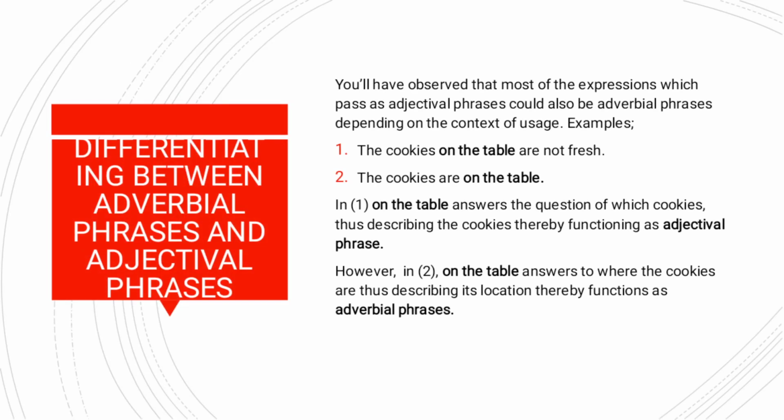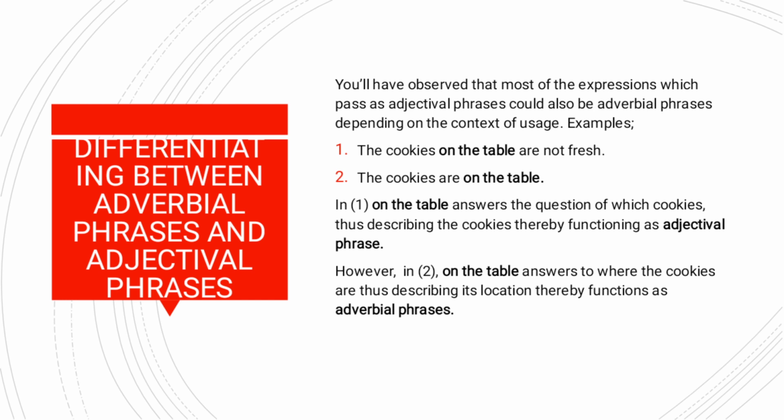Now, we want to look at the difference between adverbial phrase and adjectival phrase, because from observation, you would notice that sometimes expressions that pass as adjectival phrase could also be used as adverbial phrase in a sentence, depending on the context of usage. Now, the cookies on the table are not fresh.